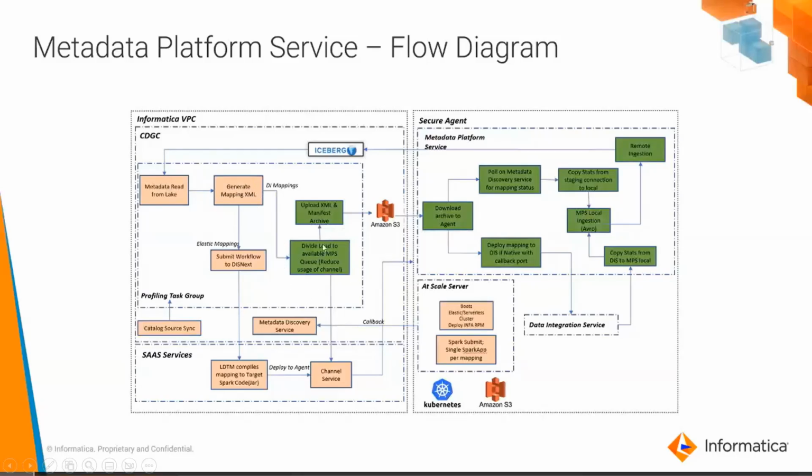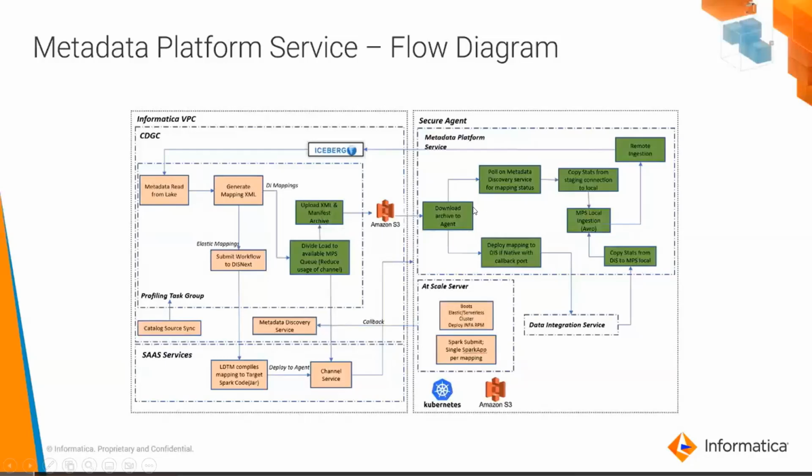Once the n number of mappings are generated for each batch, we create a manifest file. This manifest file will contain information on all the mappings in a batch and some other metadata that would be needed for ingestion. Once the manifest file is created, it is zipped along with the mapping XMLs and uploaded into the S3 staging location. Now, the batch profiling task is submitted to the MPS application agent with the help of channel service.